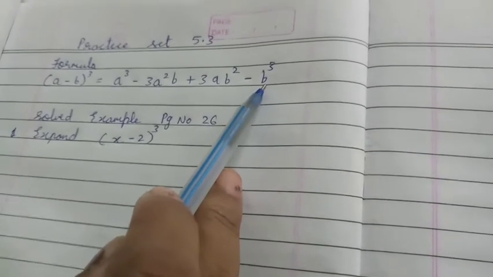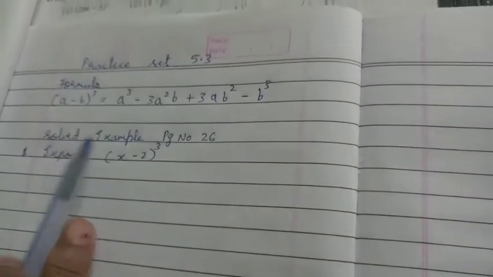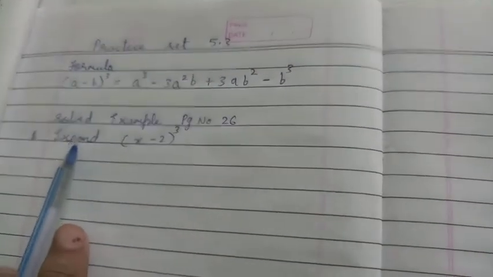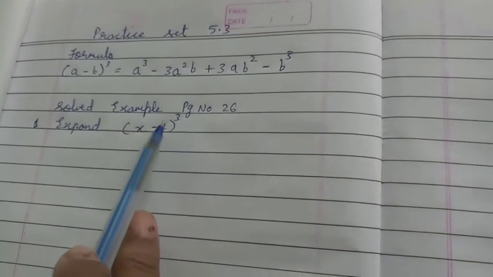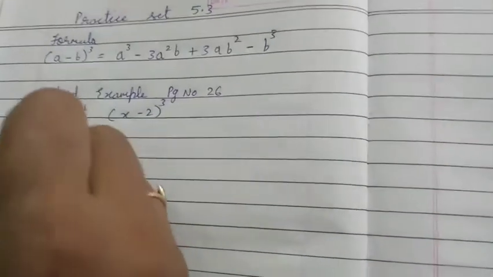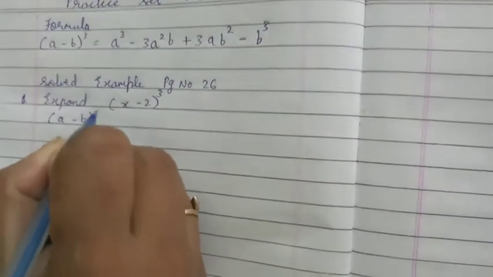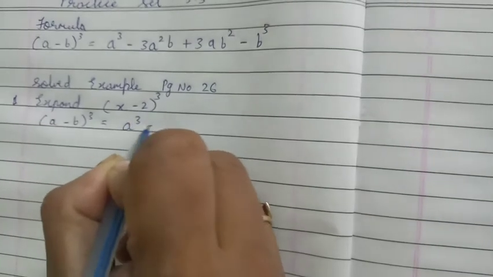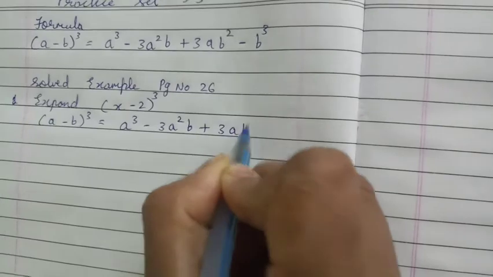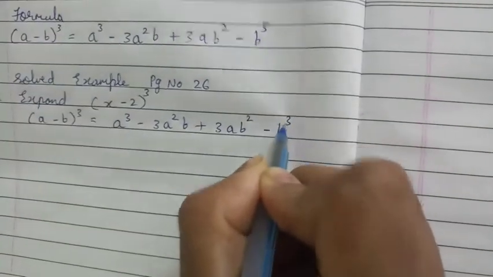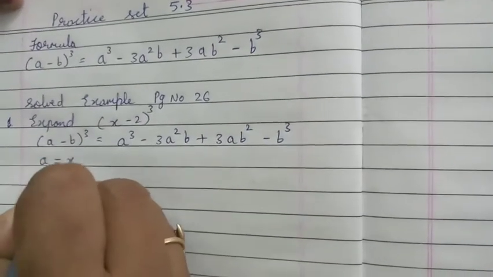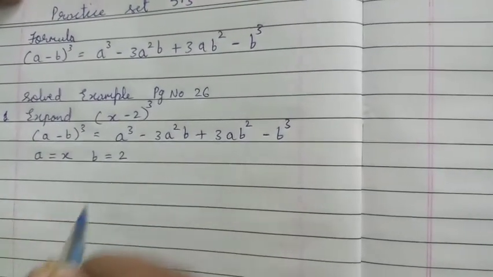Now we are going to start the solved example on page number 26. It is example number 1. Expand (x − 2) whole cube. You can see this is similar to the formula, so we can use it here. (a − b) whole cube equals a cube minus 3a square b plus 3ab square minus b cube. Now compare the values. So we get a equals x and b equals 2.